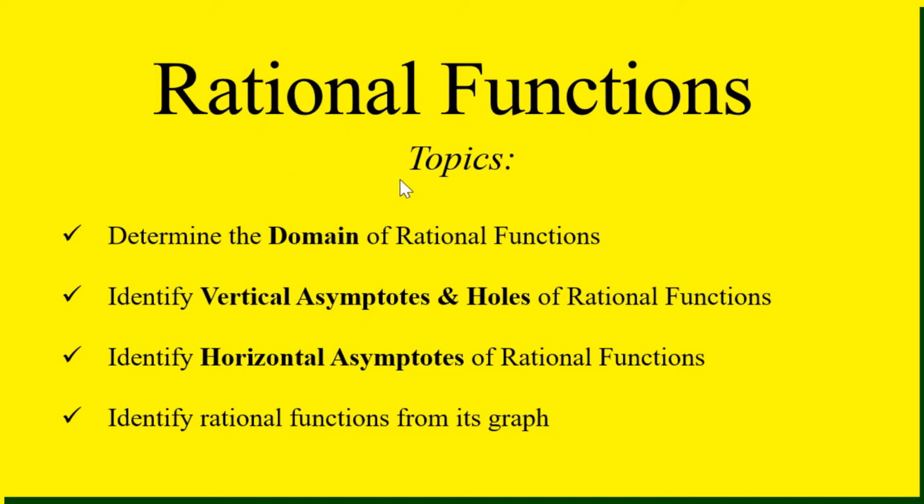In this section, we're going to be looking at rational functions. We're going to determine how to identify the domain of rational functions. Then we're going to look at asymptotes. We're going to look at how to identify vertical asymptotes and holes of rational functions. And we'll also look at how to identify horizontal asymptotes of rational functions. And then we'll also identify rational functions from their graph.